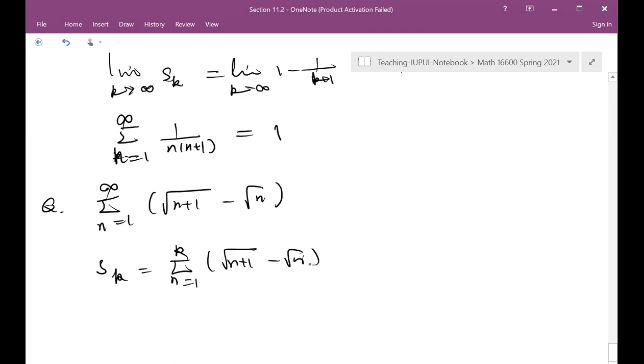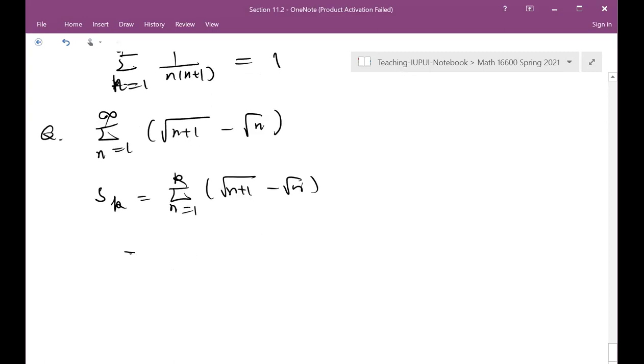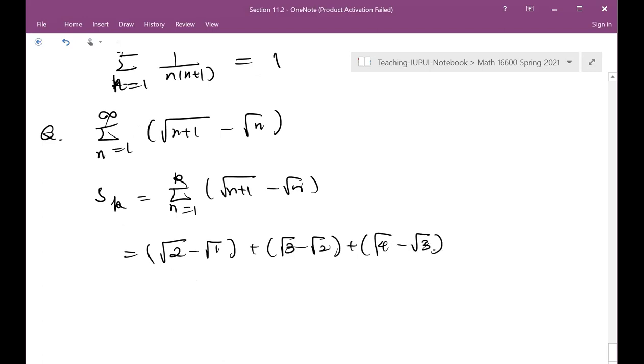Those are the terms. Let's write down all the terms. It's already separated right here, two terms, right? I can express it in a slightly different way, even, but then you have more trouble. So the first term is going to be square root of 2 minus square root 1. The second term is square root 3 minus square root 2. The third term is square root 4 minus square root 3. And keep it going. The last term is square root k plus 1 minus square root k.